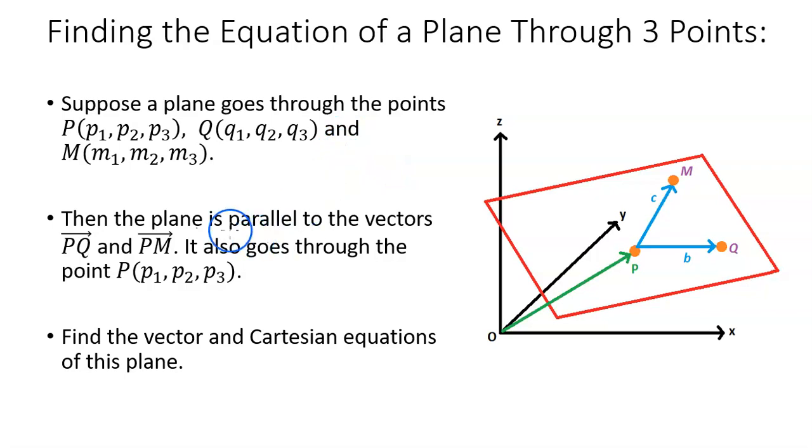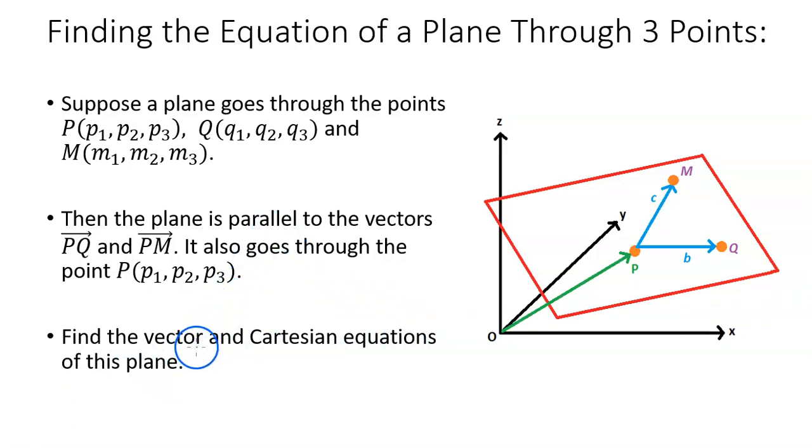It's pretty easy to do so because we know that the plane is parallel to the vectors, for example, PQ and PM, and that it also goes through the point P with coordinates P1, P2, P3. Obviously, it doesn't matter which vectors you choose. You could also choose QP and QM and let Q be the initial point, but the way I've drawn it here, I've chosen P to be the initial point. Anyway, it says find the vector and Cartesian equations of this plane.